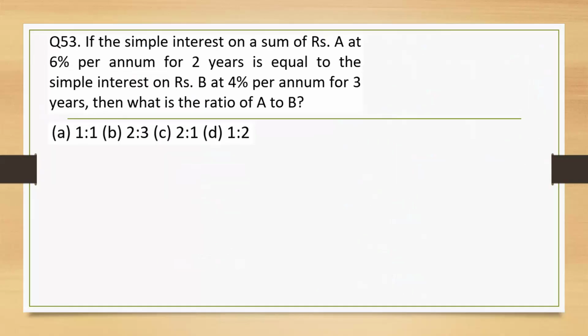The simple interest on a sum of A at 6% per annum for 2 years is equal to simple interest on sum of B at 4% for 3 years. 6% for 2 years means 12% of A is equal to 4 threes, also 12% of B. I'm not writing percentages because on both sides you can get it cancelled. Therefore, A is to B, the sums ratio, is 1:1.